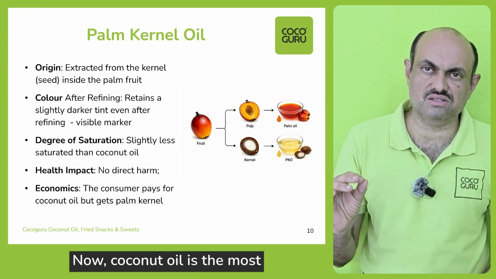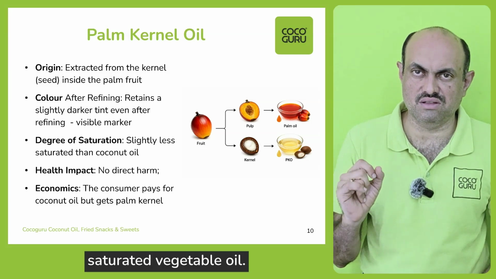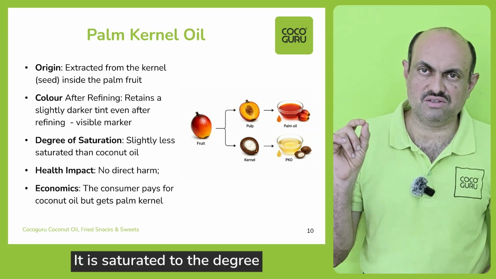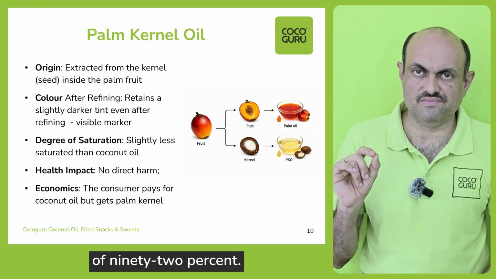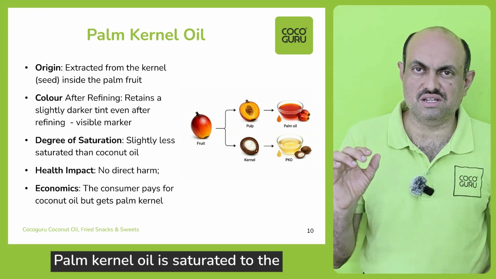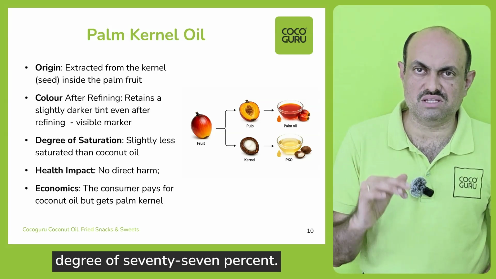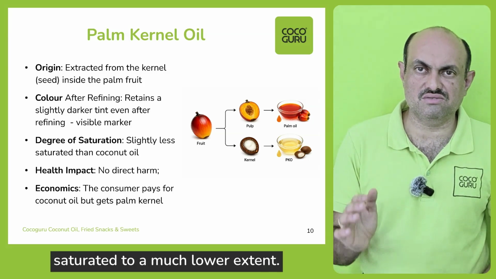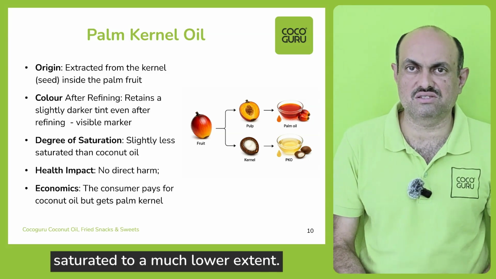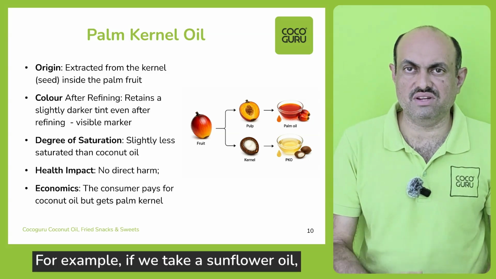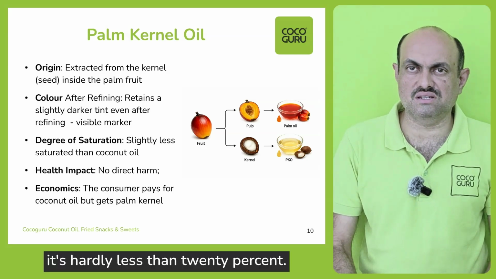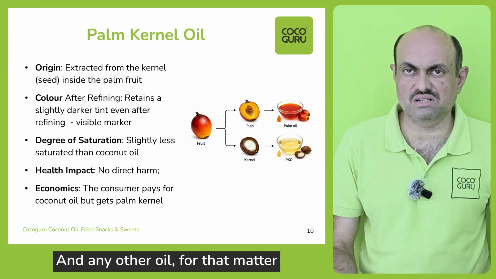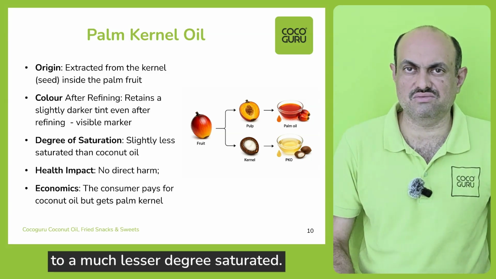Coconut oil is the most saturated vegetable oil. It is saturated to the degree of 92%. Palm kernel oil is saturated to the degree of 77%. All other edible oils are saturated to a much lower extent. For example, sunflower oil is hardly more than 20%, and any other oil for that matter is saturated to a much lesser degree.